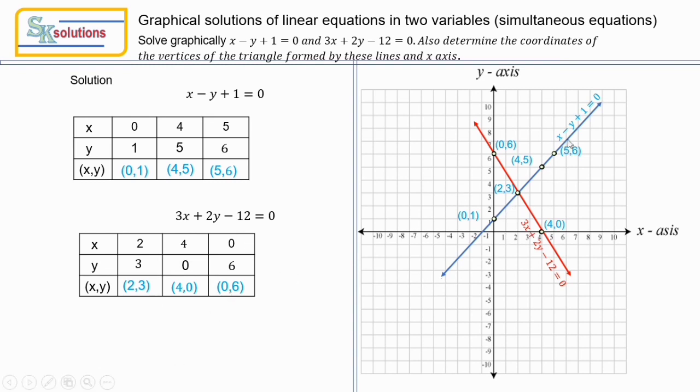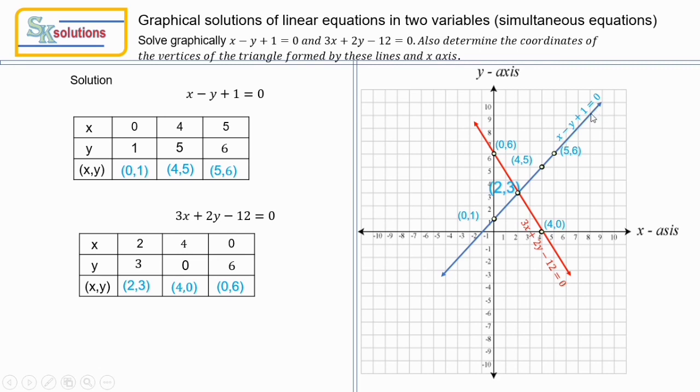So what is the solution of this equation? The solution of this pair of equations is, you can see as they are intersecting at the point 2, 3, the solution is x is equal to 2 and y is equal to 3. Now in this question we have one more part, that is also determine the coordinates of the vertices of the triangle formed by these lines and the x-axis.